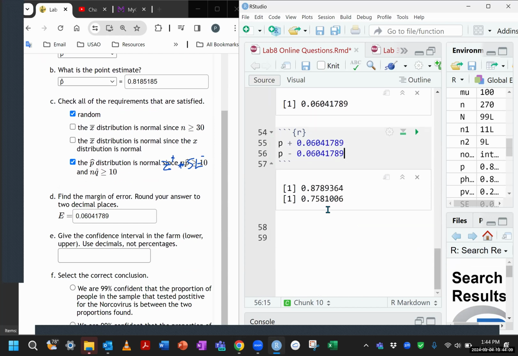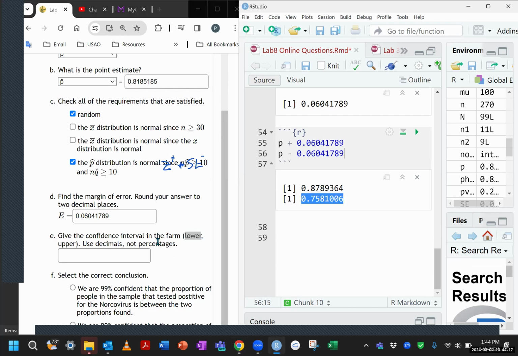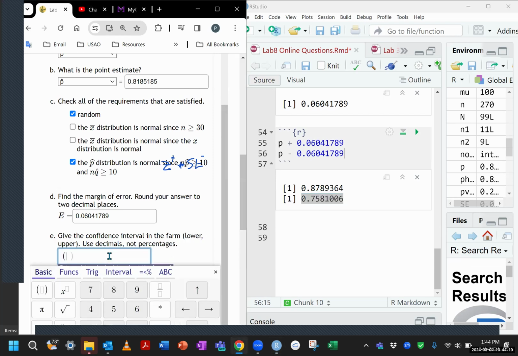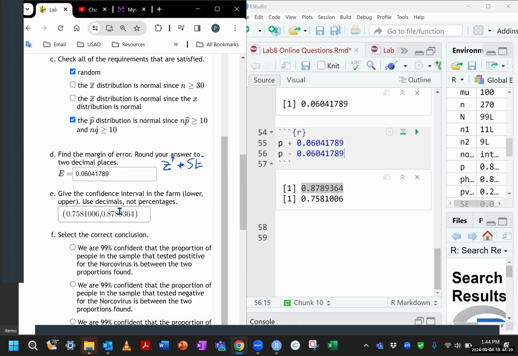So I can use my confidence interval in this answer, which it says to use decimals, not percentages. Okay. And it says to use the lower one first. So I'm going to take this lower one, say parentheses lower, comma, and then that upper one. If you haven't flipped it, we'll be like, what are you talking about? So that's my confidence interval. That means with 99% confidence, the true and underlying population proportion lies between these two values.